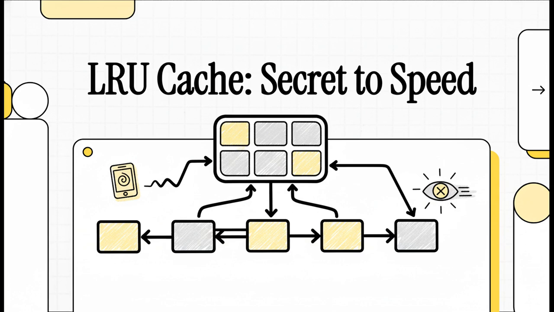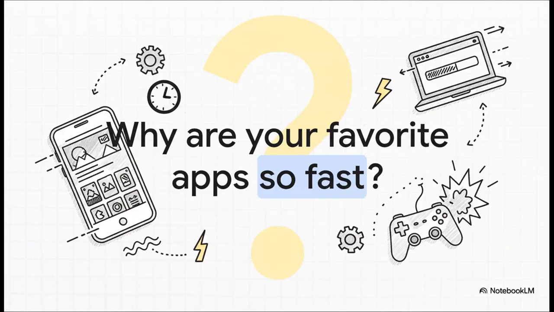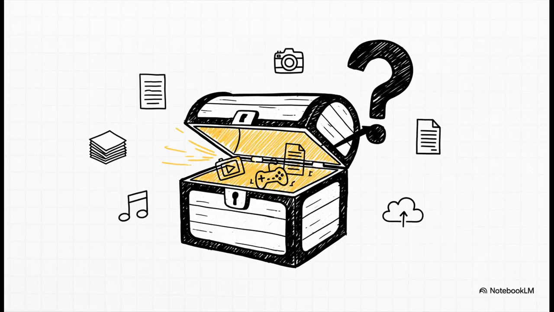And today, we're going to pull back the curtain and see exactly how it works. You know that feeling, right? You're scrolling through photos, loading a web page, whatever. You tap, and boom, the data is just there. It feels totally effortless, but behind the scenes, there's some seriously clever engineering going on. And a lot of the time, the secret weapon is a clever little thing called a cache.